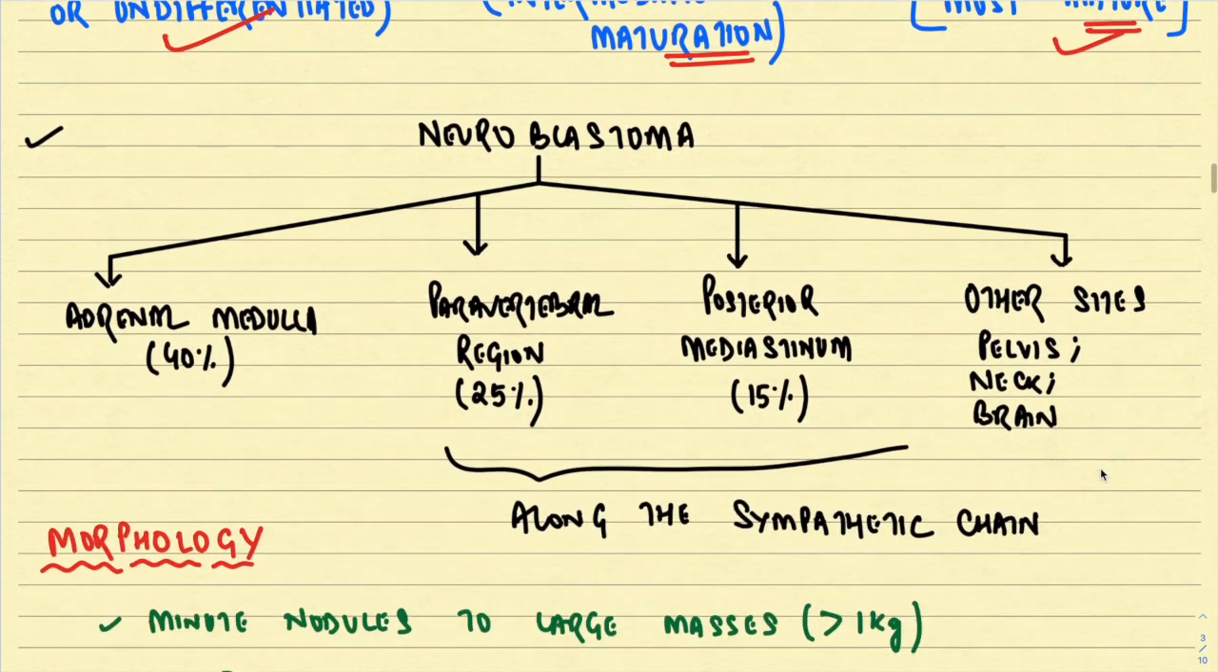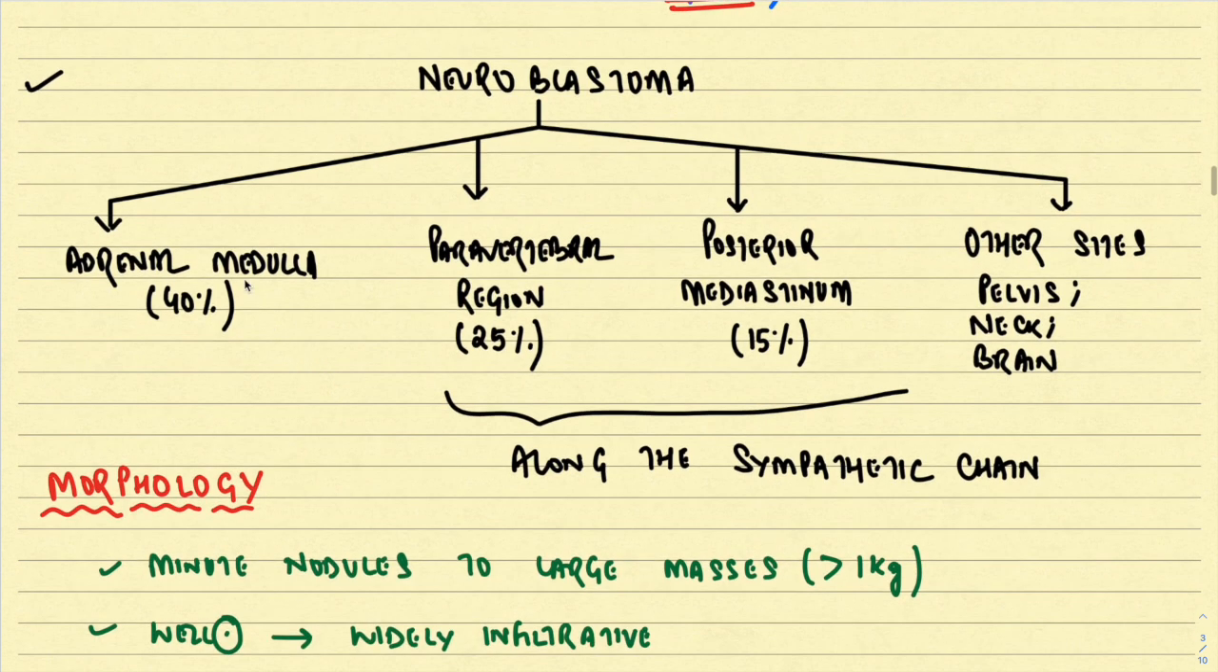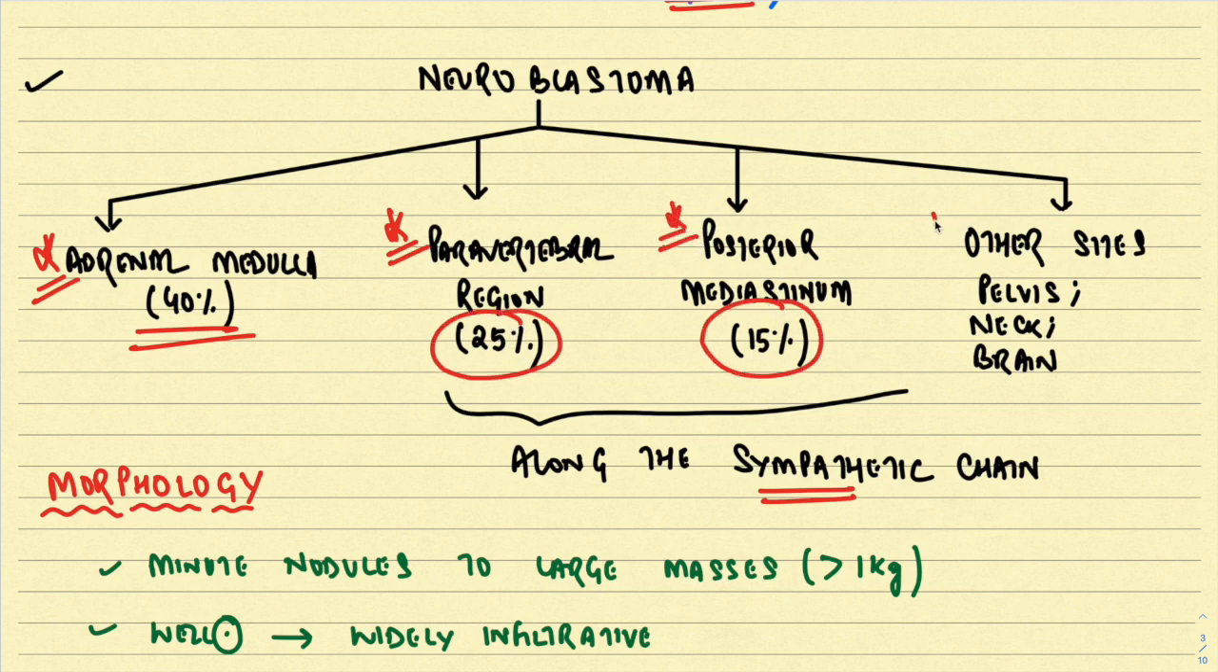So if you look at the location of neuroblastoma, the majority arises from the adrenal medulla, that is 40% of cases of childhood neuroblastoma, whereas the rest of the cases might arise anywhere along the sympathetic chain, including the paravertebral region in 25% of the cases, posterior mediastinum in 15% of the cases, and other sites like the pelvis, neck and the brain might be involved as well.